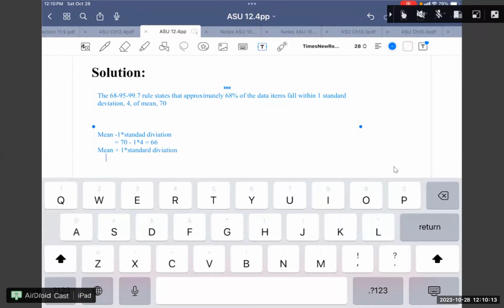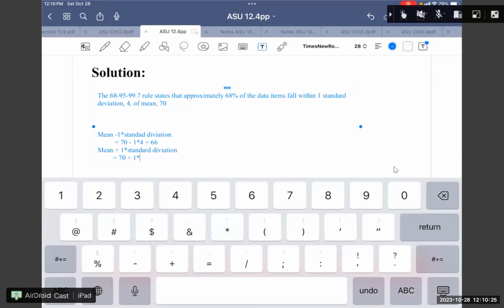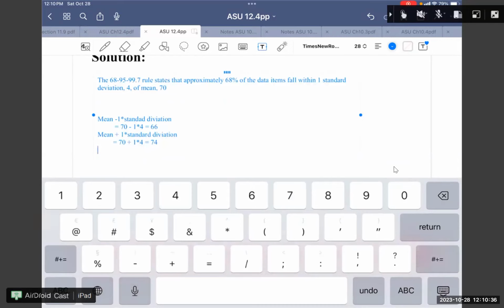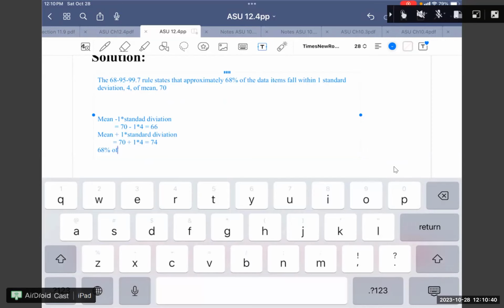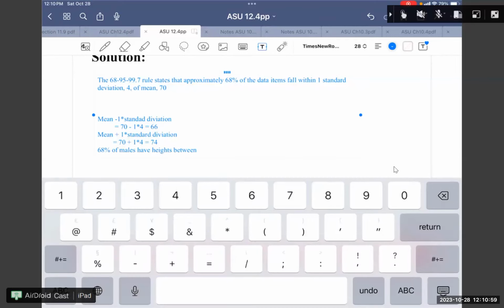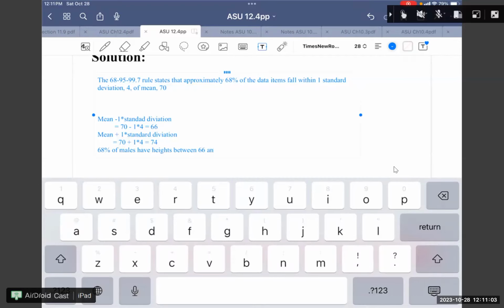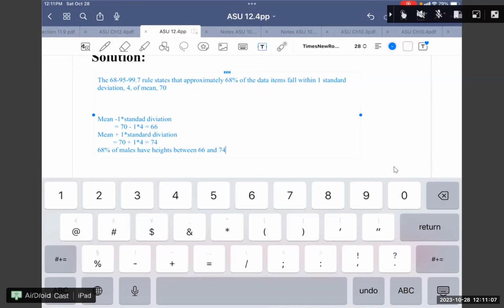So mean plus standard deviation equals 70 plus 1 times 4 equals 74. So we have 68% of male height between 66 and 74 inches.